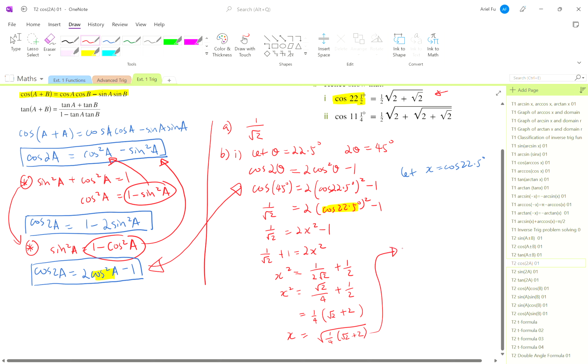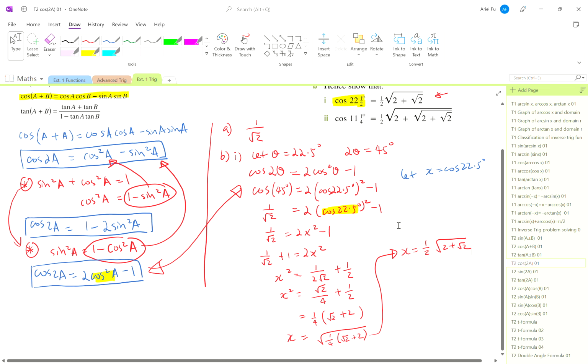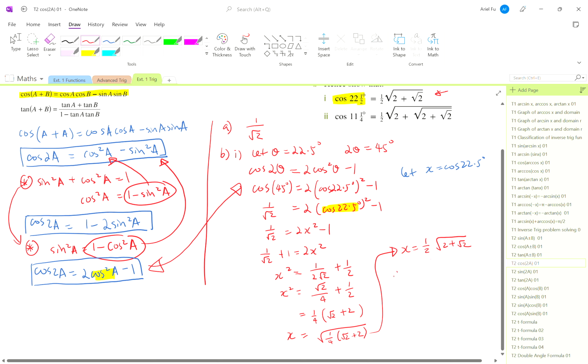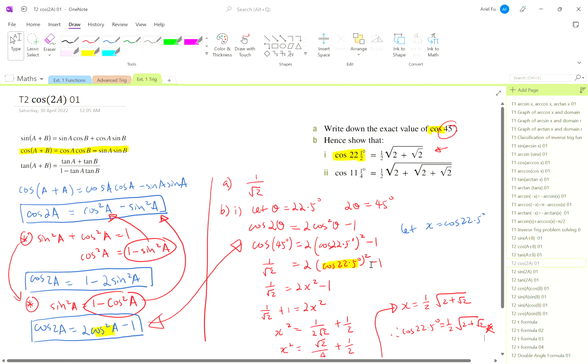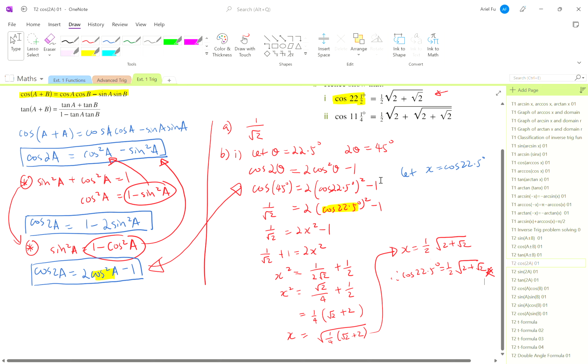That's going to give you x equals half of the square root of 2 plus root 2, which is what they wanted you to get to. So that's the right-hand side. Therefore, cosine of 22.5 degrees equals half of the square root of 2 plus root 2. The next part of the question is very similar. Why don't you guys have a try? If you don't know how to do this, leave a message for me and I'll do it for you.